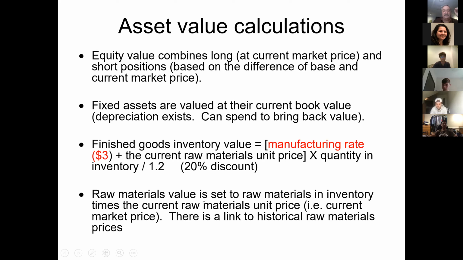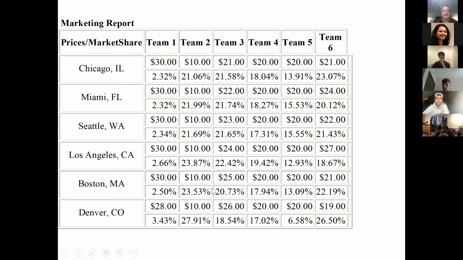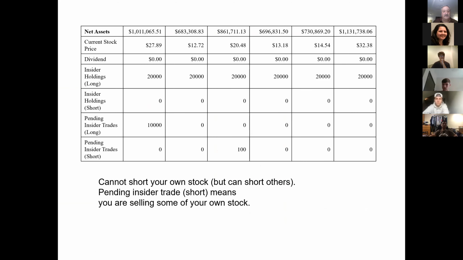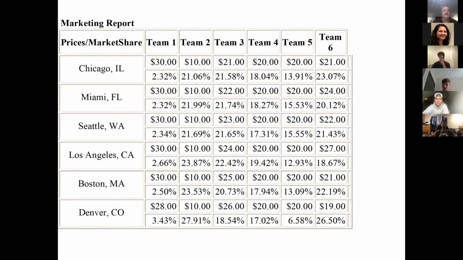And raw material that you have in inventory, its value is the current raw material price. Raw materials vary over time as well. Think of it as a spot market. On raw material prices, you're buying wood and the price of wood goes up or down over time. And if you look carefully in the business game, we have historical price data on raw material prices that may be useful to you.